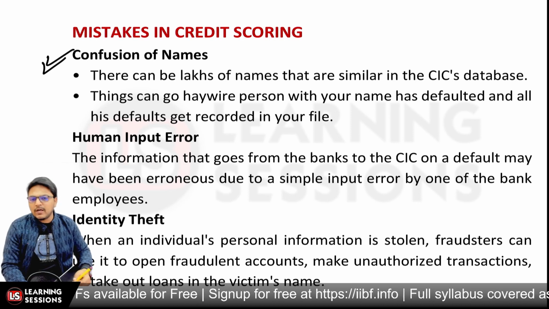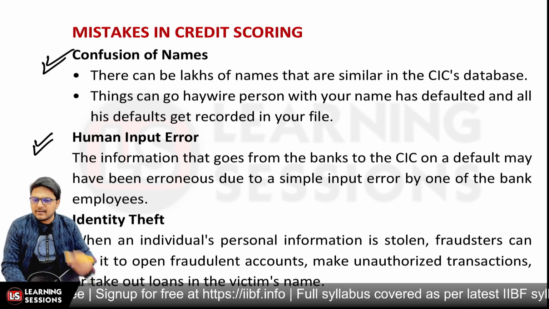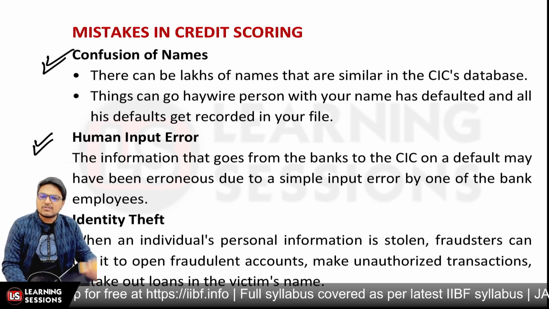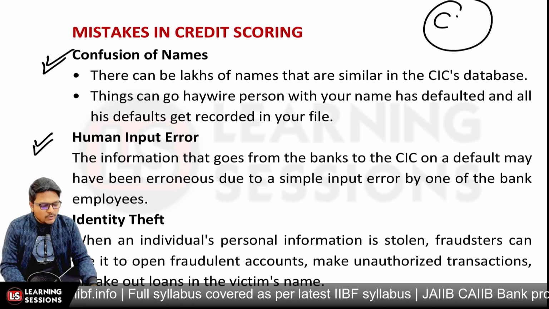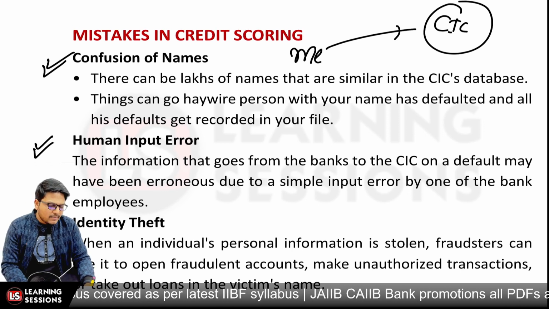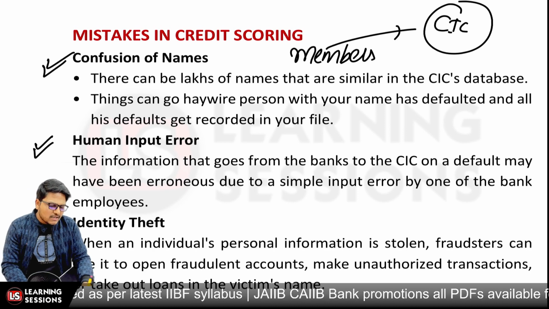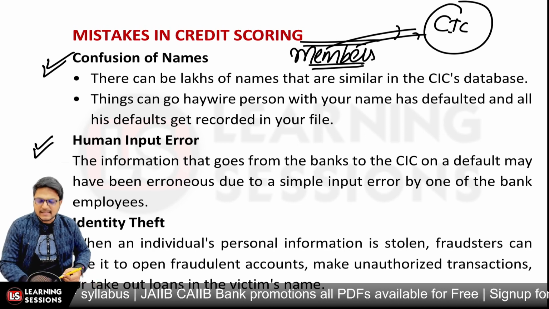The other one may be due to human input error. Let's say the person who was inputting the details related to your repayment had some issue, because these CICs take information from the members only. Now if the members' data was submitted wrong, that wrong data will be maintained over here. So this can be the second issue.